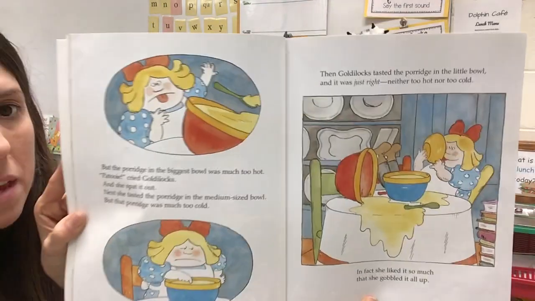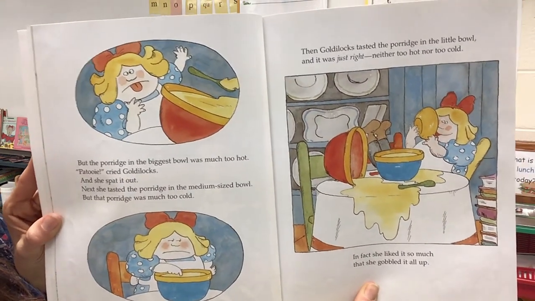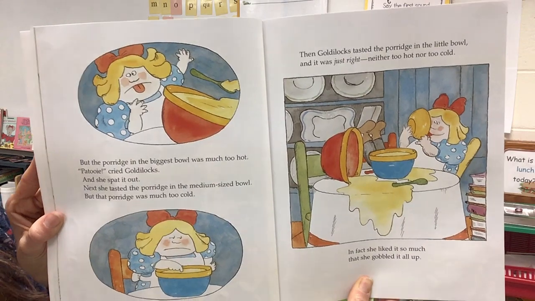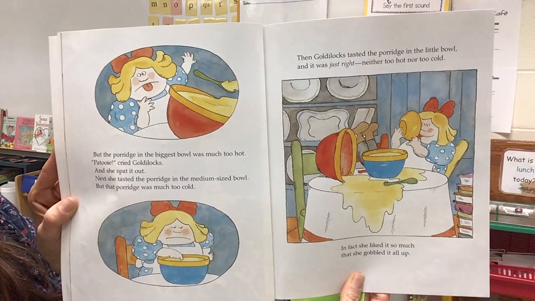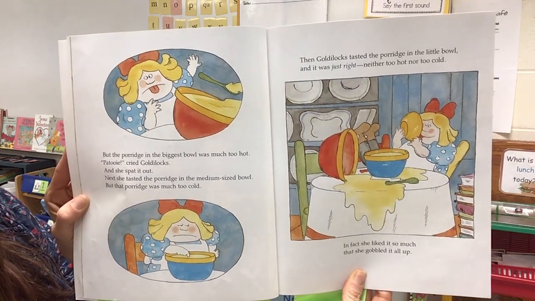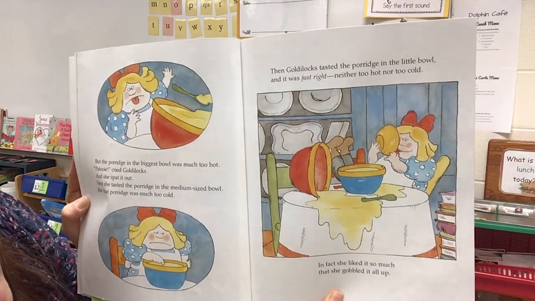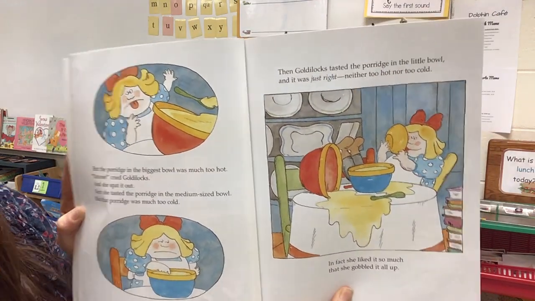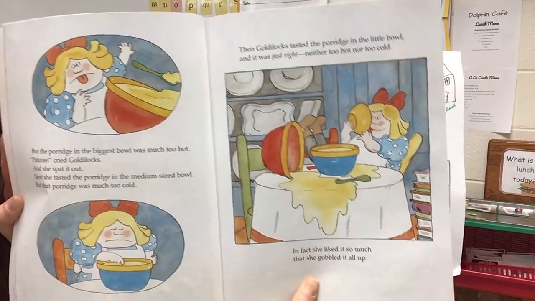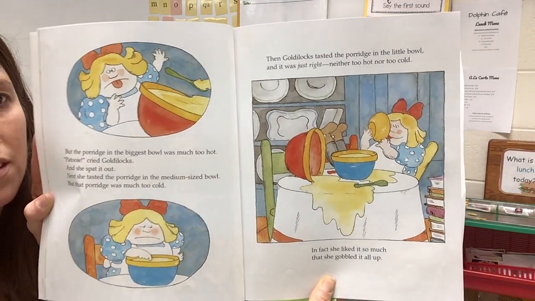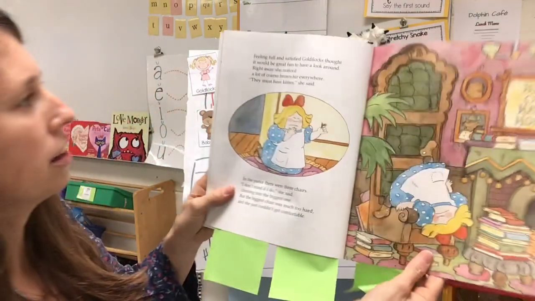But the porridge in the biggest bowl was too hot. "Patooey!" cried Goldilocks, and she spat it out. Next, she tasted the porridge in the medium-sized bowl, but that porridge was much too cold. Then Goldilocks tasted the porridge in the little bowl, and it was just right. In fact, she liked it so much that she gobbled it all up. That naughty Goldilocks, she just does whatever she wants. It's not her porridge, but she just took it anyways.